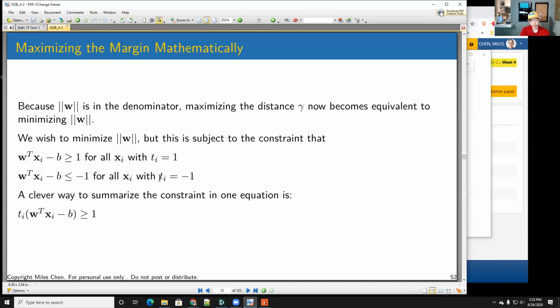The T sub I is the label, whether it is a positive blue point or a negative red point. Okay, T sub I is the label of the class. And the second answer is A, as in apple.